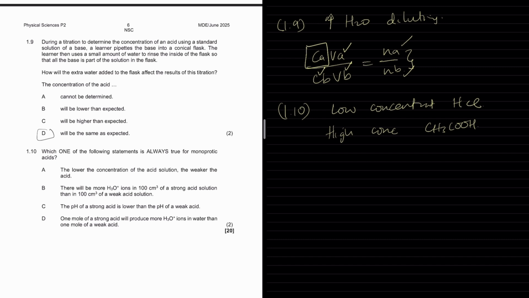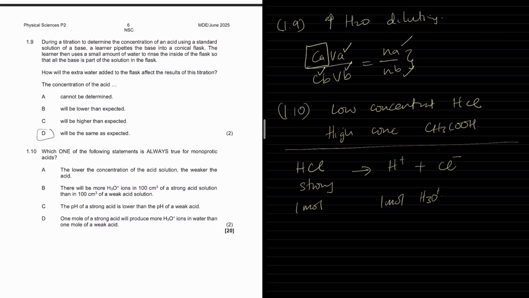However, the one that is always true is D. 1 mole of a strong acid will produce more H3O plus ions in water than 1 mole of a weak acid. So this is always going to be true for a monoprotic acid. For example, HCl is a strong acid, and it is a strong acid because it will dissociate or ionize completely, meaning it's going to completely give away that H plus and that Cl minus. So for instance, 1 mole of your HCl will give you 1 mole of your H3O plus.